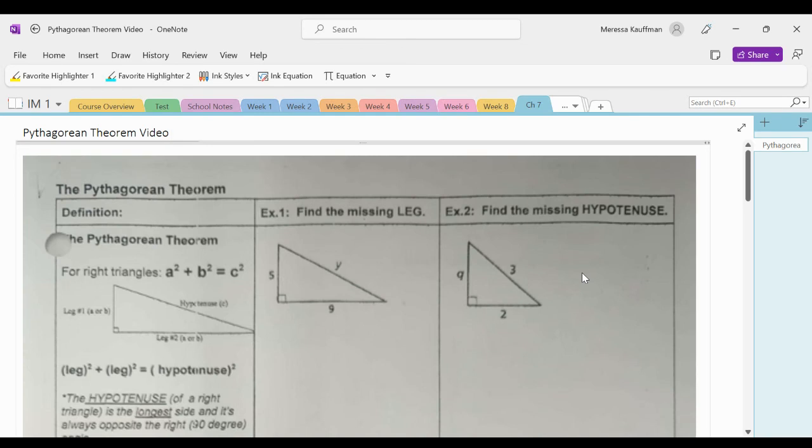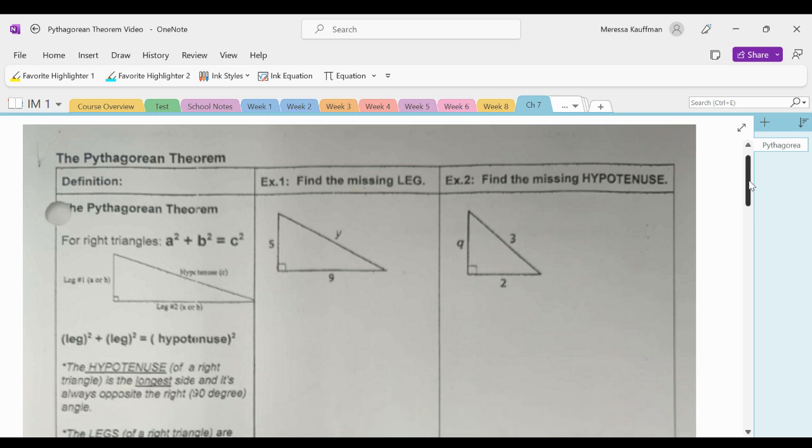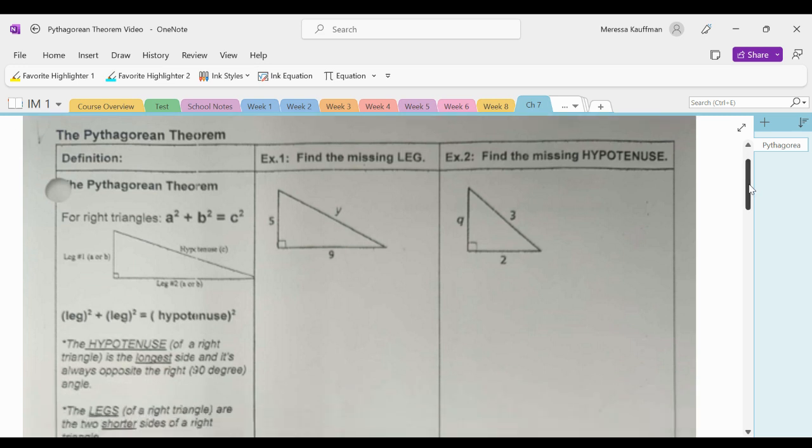Today we are going to be learning a very famous theorem, something that you guys may have seen before called the Pythagorean theorem. The Pythagorean theorem allows us to use this formula right here, a squared plus b squared equals c squared, to find the side lengths of a right triangle. And that is key. The triangle has to be a right triangle. It has to have a right angle in it, or else this formula does not work.